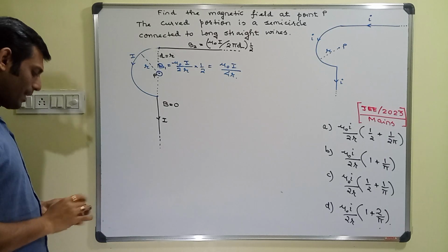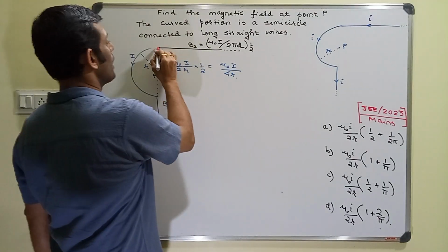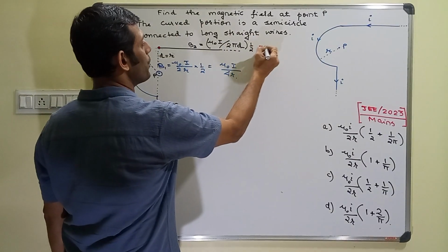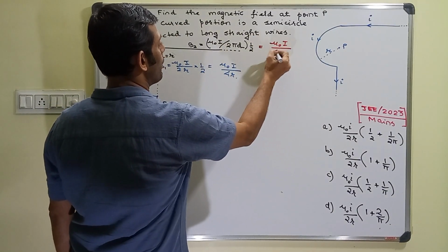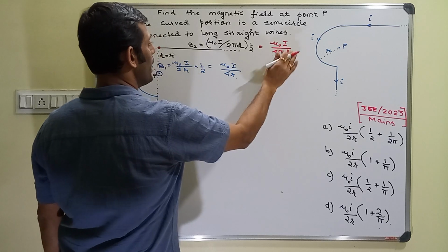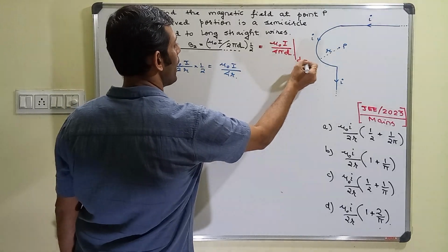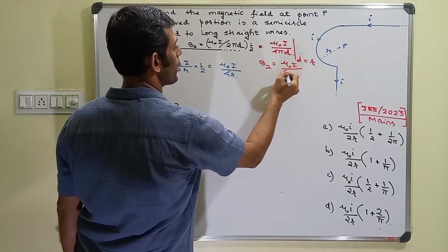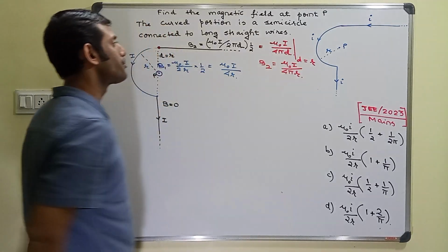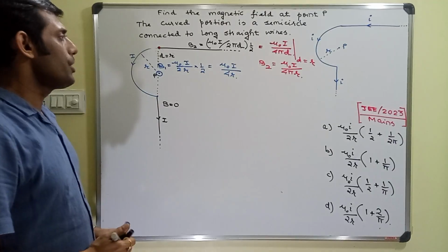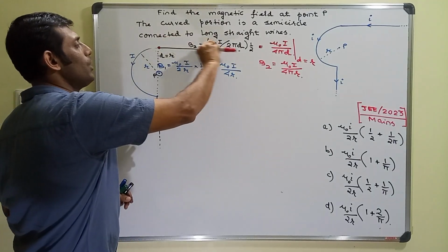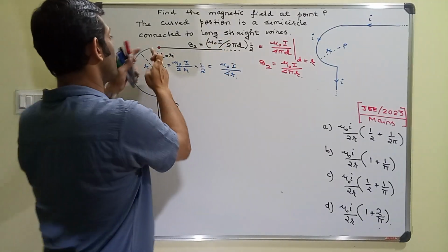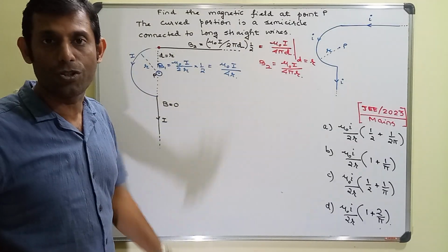And therefore, the magnetic field due to the infinitely long wire starting at this point would be equal to mu naught I by 4 pi d, and d is equal to r, and therefore this B2 value is equal to mu naught I by 4 pi r. This is because of this infinitely long wire starting from this point, 50% of the value if it would have been extending on both sides.